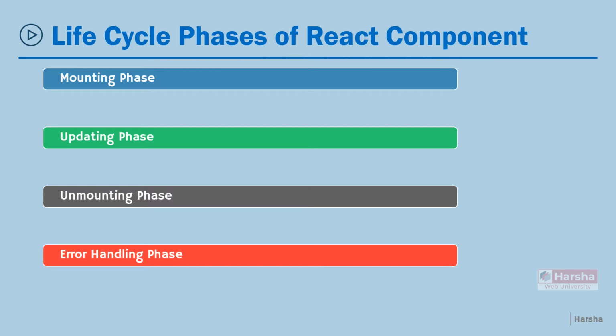So it is necessary for the developer to know what methods will be executed at which phase and what kind of code can be written at each method.